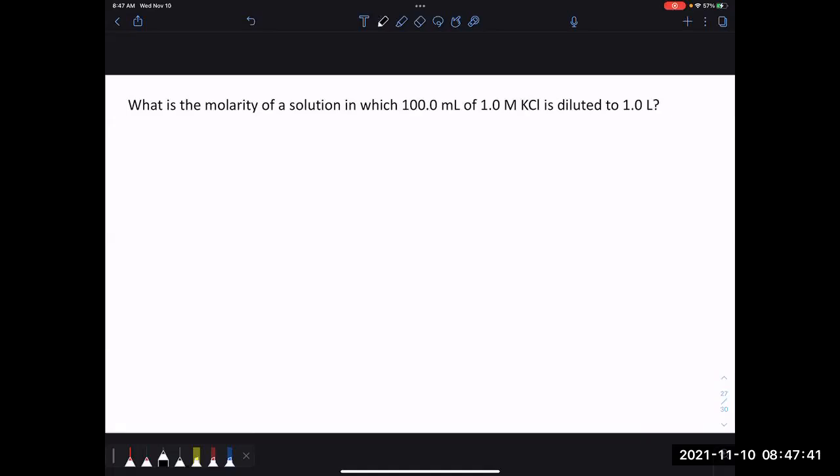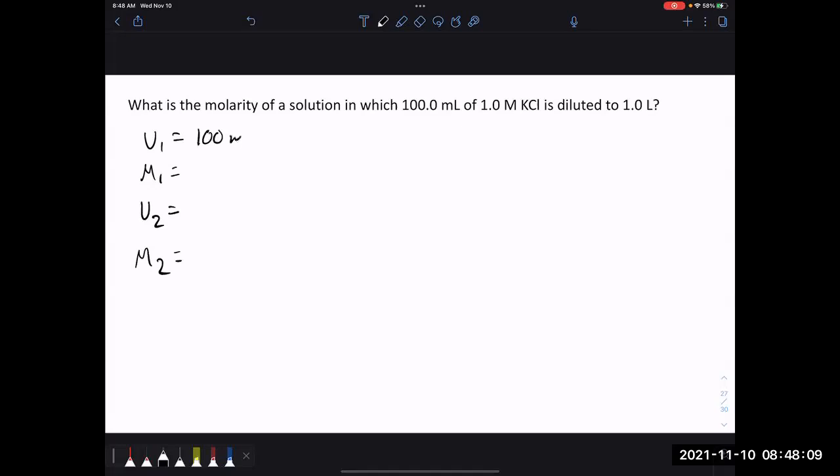Oh, perfect. The units just have to match. So now we want to know the molarity of a solution in which 100 milliliters of 1 molar potassium chloride is diluted to 1 liter. So again, we're going to have M1 V1, V2 M2, and our V1.